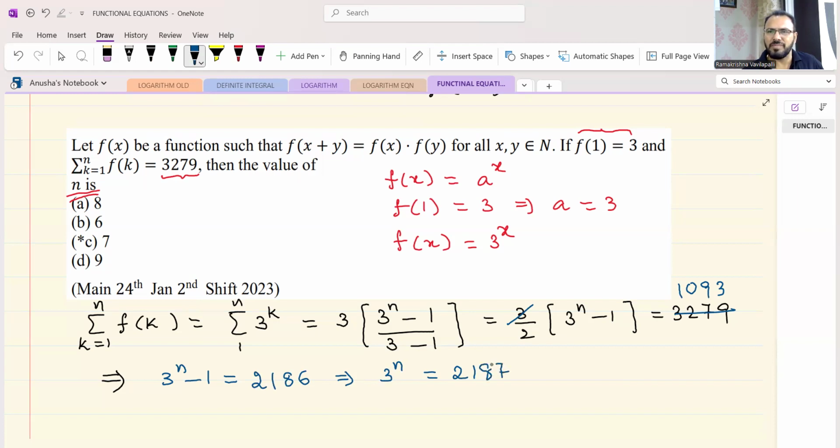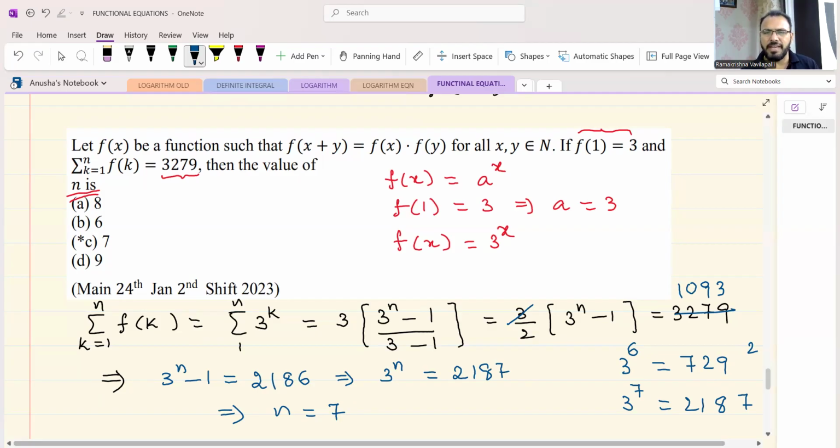2187. As far as my knowledge is concerned, 3 to the power of 6 equals 729. So what is the value of 3 power 7? Multiply by another 3, and that is 2187. So therefore n equals 7. Solved the question. If you did not understand, listen to it again. But the question is not at all difficult.